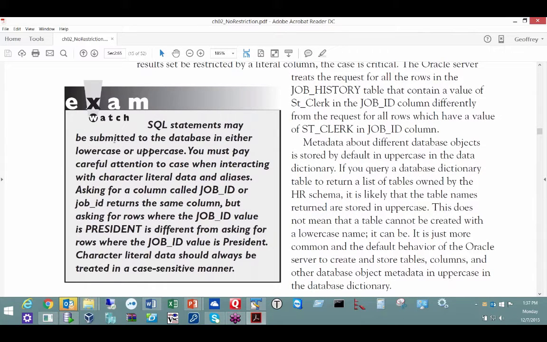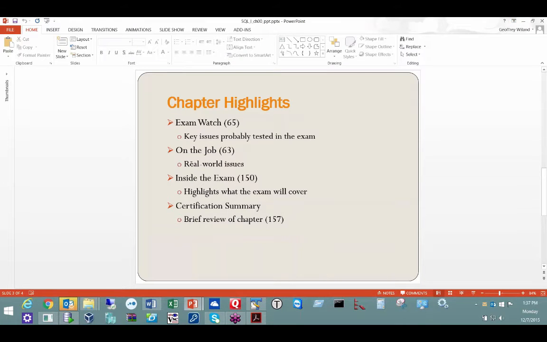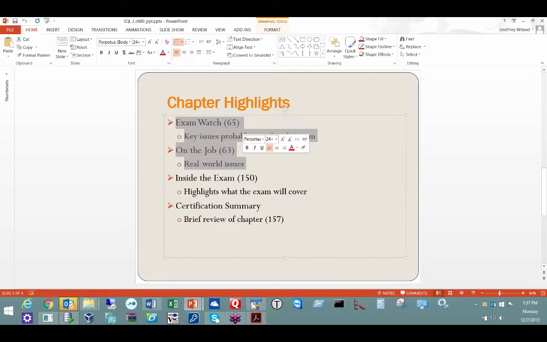The exam watch really focuses on people that are looking to take the OCA exam. It tells you, hey, this is an important concept because it's going to be on the exam. Some of those, of course, are important concepts anyway, but this really focuses on something in particular being on the exam. So the exam watch and the on the job are the 2 things you're going to probably focus on as you go through the book.